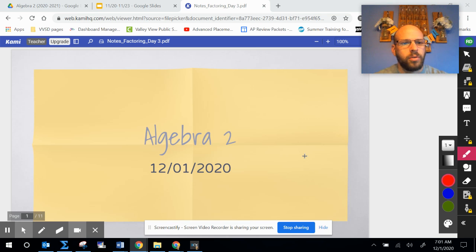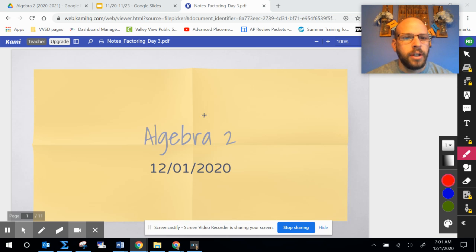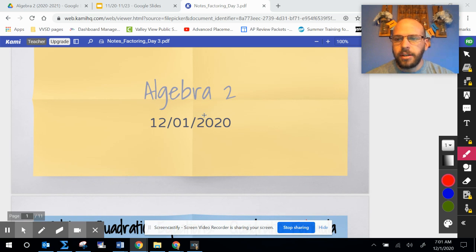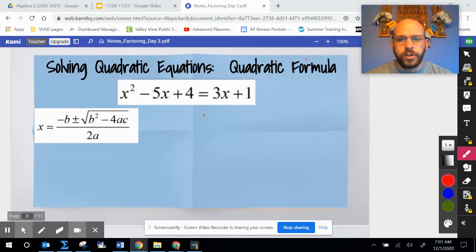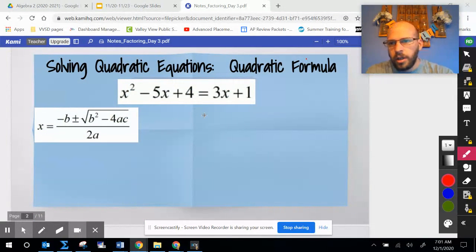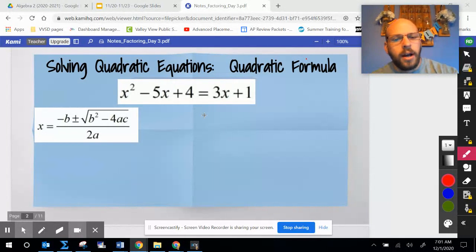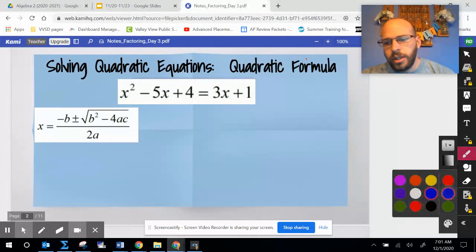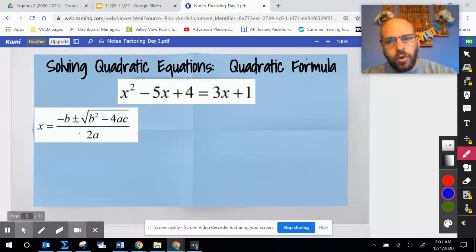Hello, so today we're going to discuss factoring. It's going to be day 3 of factoring. So we're going to start with a little quadratic formula like we always do, then we'll transition into the new material. So I have a quadratic function here, or equation, and I need to get all the terms over to one side before you can begin.